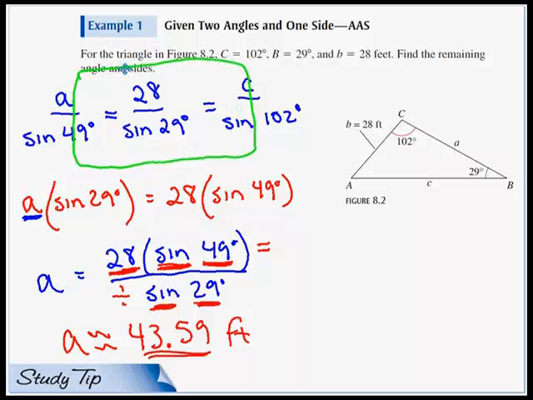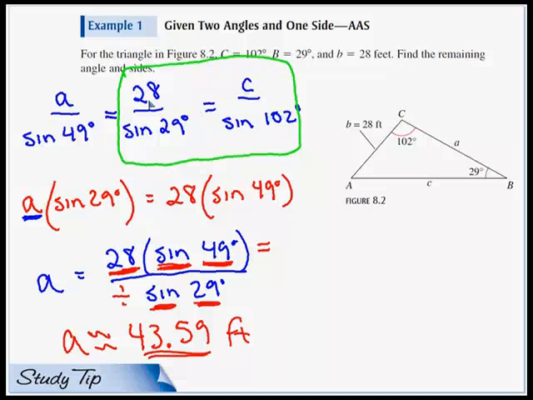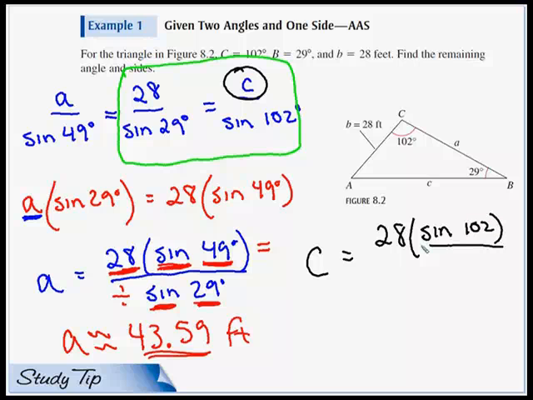So I'm going to take this and slide it over now, and now I'm just going to concentrate on this proportion. These two fractions set equal. And let's try my little shortcut. We are solving for C. So C is equal to the other diagonal multiplied. Here it's going to be 28 times the sine of 102. And we're going to divide that by what's across from C, the sine of 29. And if we punch that into our calculators correctly, we get C is approximately 56.5.